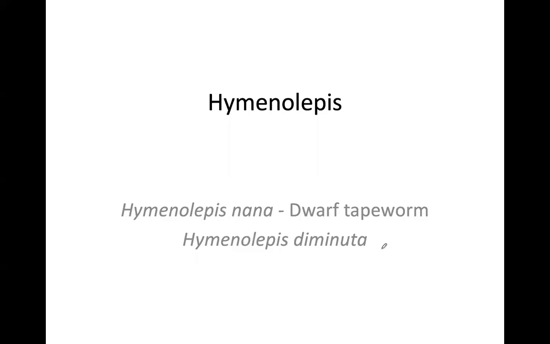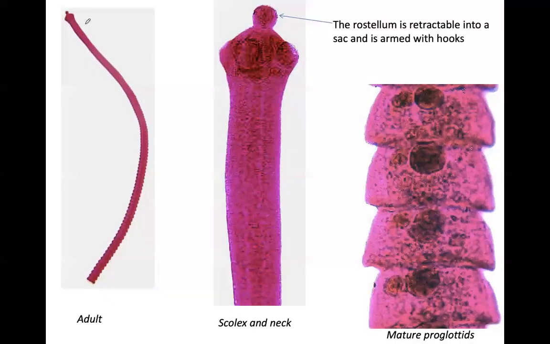The dwarf tapeworm is a small tapeworm; the adult is relatively smaller. You could see the head and the rostellum look kind of like what you would have with the other tapeworms, but the rostellum is retractable into the sac. So this difference is that the rostellum can go back inside and be retractable. I think I've shown you the other images of how it can come inside and go outside. So it's sort of flexible, this rostellum that is armed with hooks.